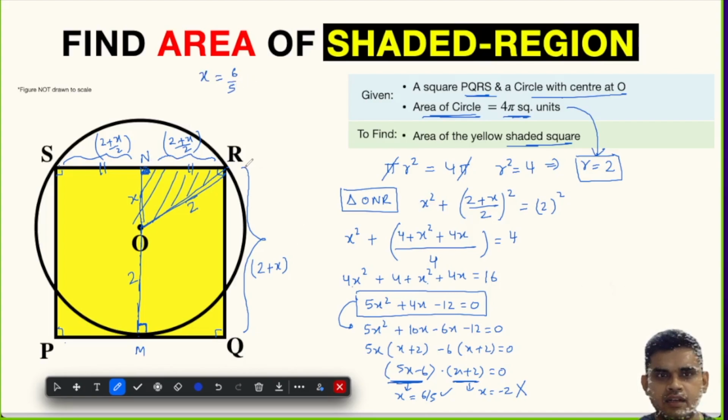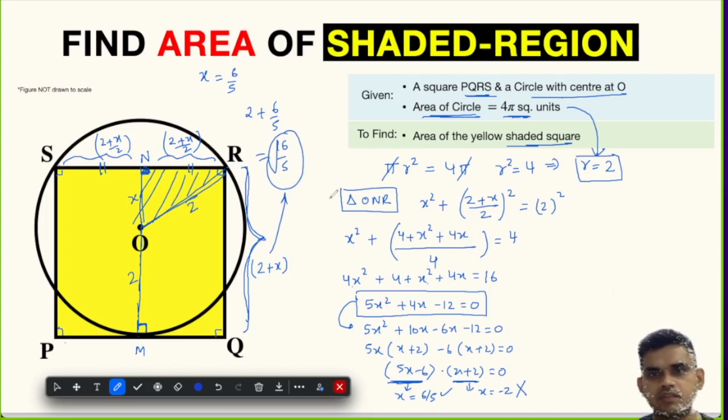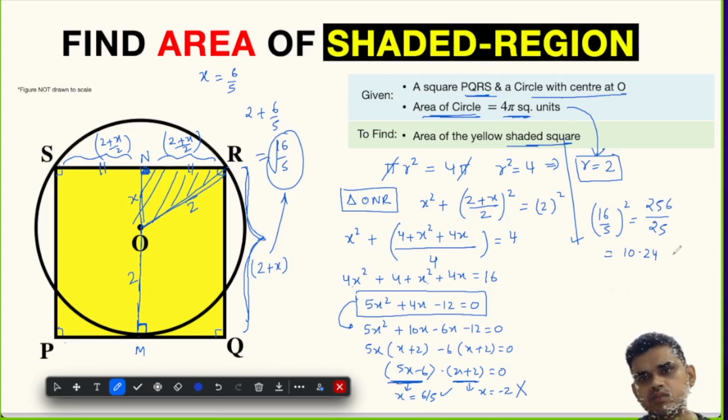Now we can find the side length of the square, that is 2 plus x. So this is 2 plus 6 over 5, that means 16 over 5. So each side of the square is 16 over 5 units. So the area of the square, or the area of the shaded region, will be 16 over 5 whole square, that is 256 over 25. If we want to express this in decimals, this will be 10.24 square units. So the area of this yellow shaded square is 10.24 square units.